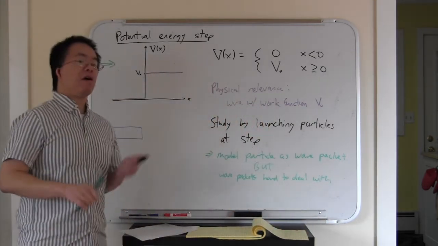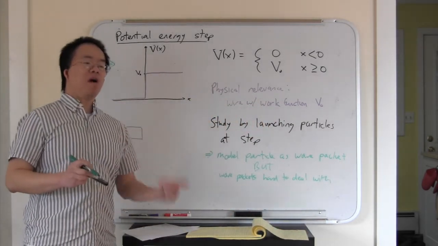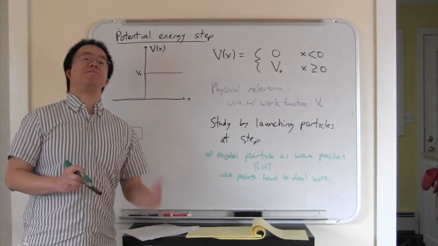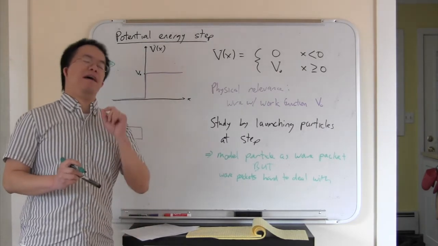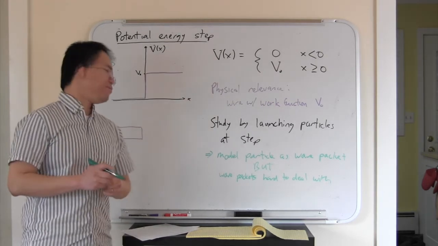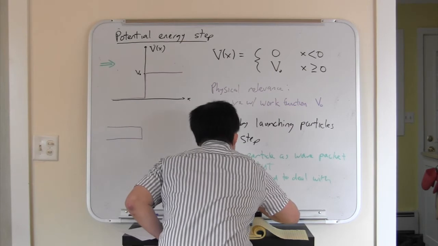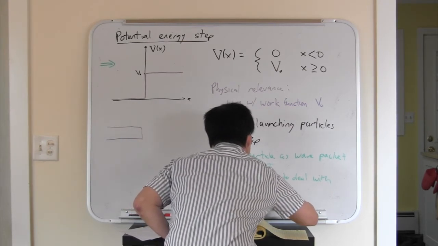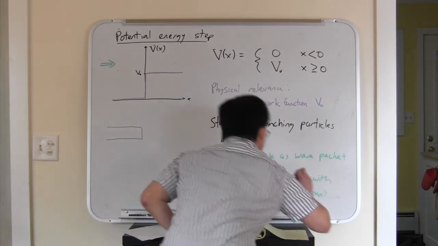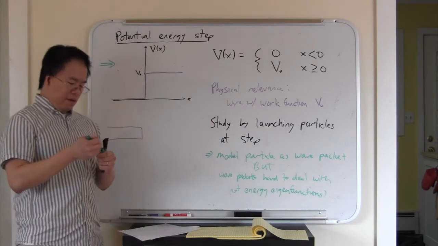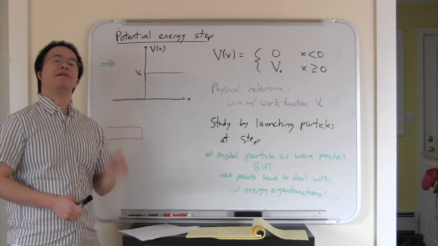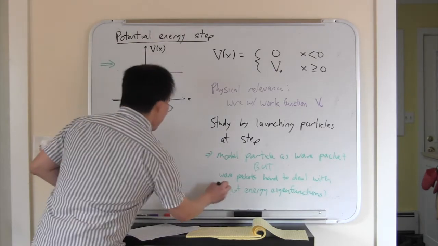One reason wave packets are harder to deal with is that they are not energy eigenfunctions. They are not solutions to the time-independent Schrodinger equation that have a definite energy eigenvalue. Because of this, it turns out to be mathematically a lot easier to think about what happens to plane waves.